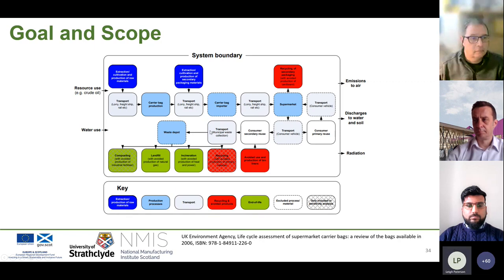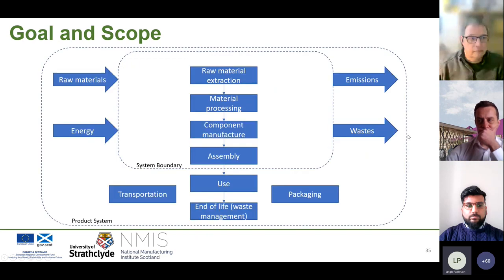The system boundary you can see is highlighted with a box around the whole system. This is because they were looking at doing the cradle to grave of a carrier bag. However, if we can move to the next slide, I've put a more simplified version for you.